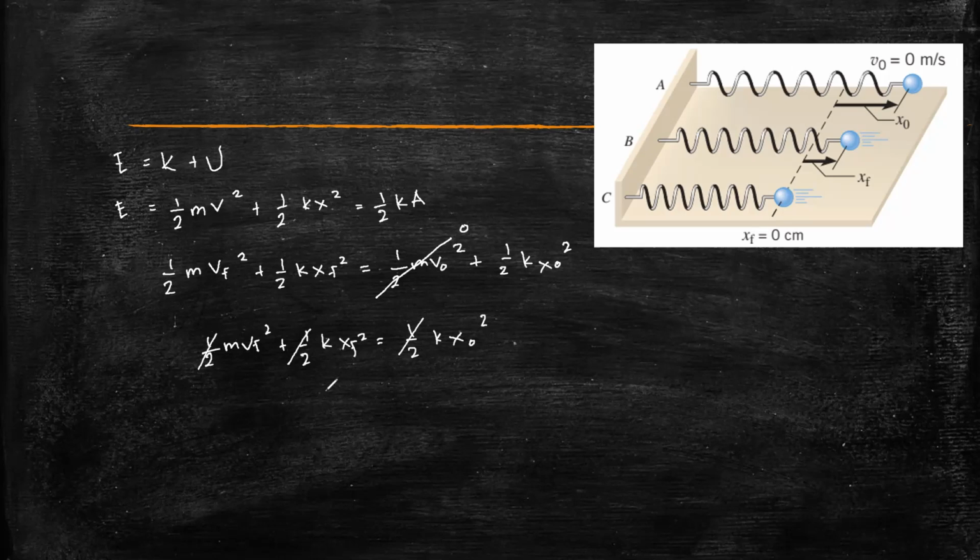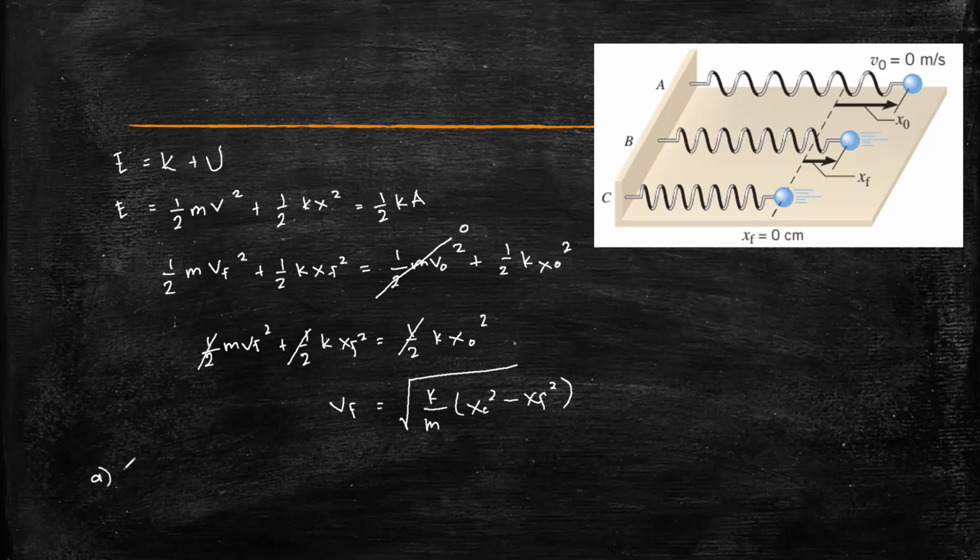Therefore, by simplifying this, we have Vf is equal to the square root of k over m times the quantity x squared minus xf squared. So using this formula, we can now solve for the final translational speed.